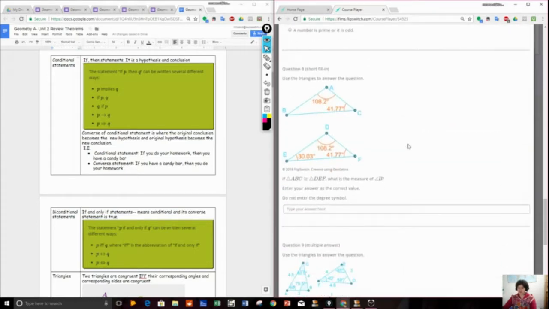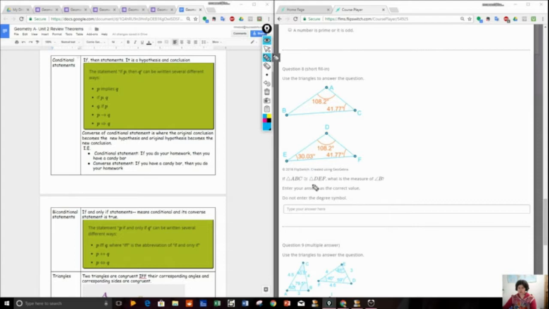All right, we're going to jump to question 8. Use the triangles to answer the question. If triangle ABC is congruent to triangle DEF, what is the measure of angle B? Enter your answer as the correct value. Do not enter the degree symbol. Okay, so we need to find corresponding angles.